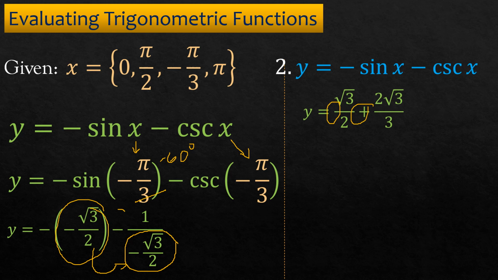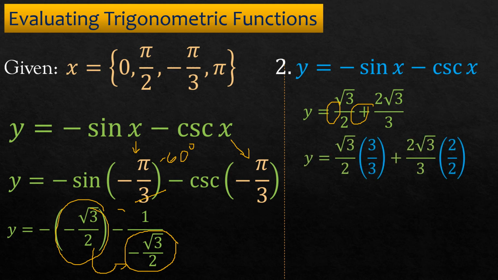Okay, now square root of 3 over 2 plus 2 square root of 3 over 3 can still be combined following this. We would like to have the same fractions, meaning 2 times 3 will give us 6, and that is what we call the LCD. So we can multiply 3 over 3, which is just 1, and 2 over 2, which is also 1, so there is no effect.